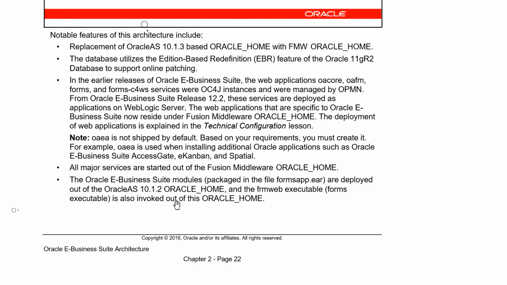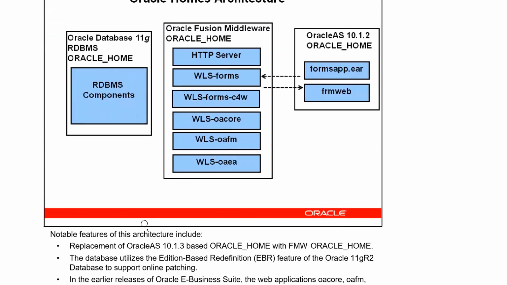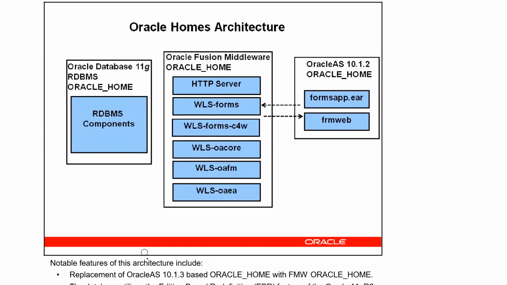Can you just scroll down the screen? Yeah, scroll up. So in the middle tier, we have only the admin server. All of these are managed servers. Only the admin server will be there whenever there is WebLogic. Any WebLogic will come with the admin server and the managed servers. On the right side, that 10.1.2 Oracle Home, there are no admin servers or managed servers, right? This is an Oracle AS.